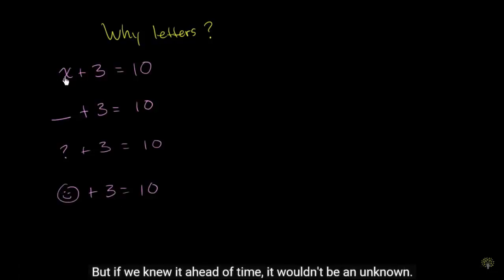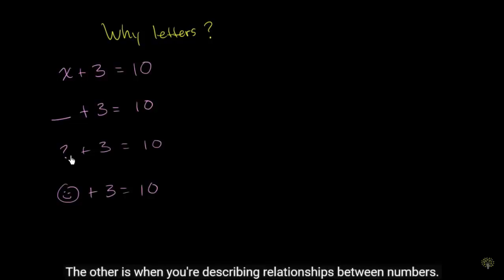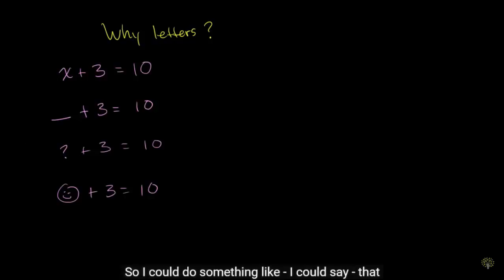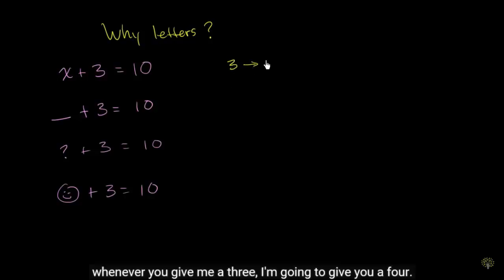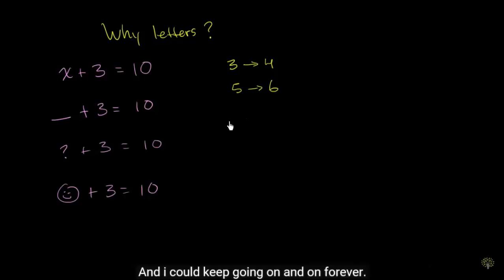But if we knew it ahead of time, it wouldn't be an unknown. It wouldn't be something that we didn't know. So that's one reason why I would use letters, and where just numbers by itself wouldn't be helpful. The other is when you're describing relationships between numbers. So I could say that if you give me a 3, I'm going to give you a 4. And if you give me a 5, I'm going to give you a 6. And I could keep going on and on forever.